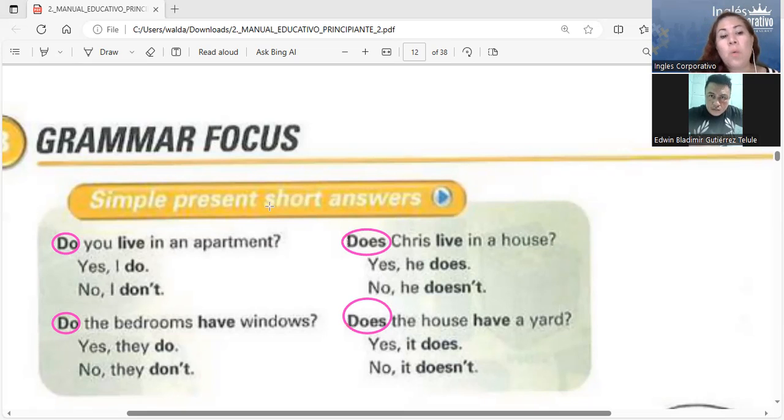Now, we're going to be using the same auxiliary. All we have to do is answer yes or no. When we have a question that starts with do or does, it's because the answer is going to be yes or no. It's always going to be yes or no. Yes, I do. No, I don't. Then after that, you're going to be using the subject: I, you, he, she, it, they, whatever it is that you prefer. Now, does Chris, does the house would be it, okay?